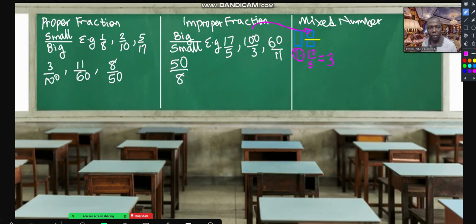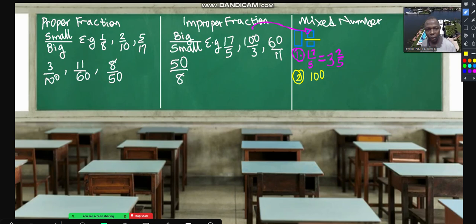Then it's going to remain 2. Then over 5. If you remove 15 from 17, you get 2 remaining. Then over 5. So that is how to get that done. Then let's pick the second one.